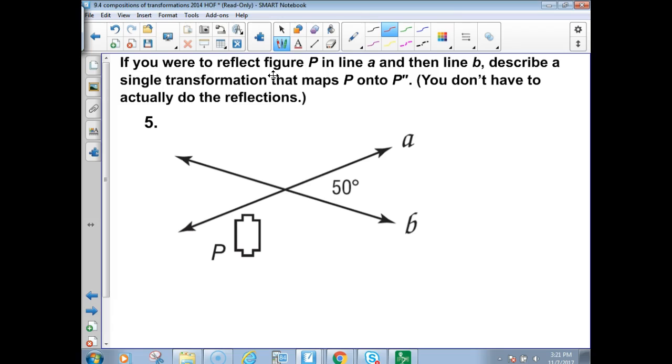So if you were to reflect this figure P in line A and then line B, so it'd go over here and then it would come over here, the total transformation would be a rotation of how many degrees? Well, that's 50, so this is 50 because vertical angles are congruent. So it'd be a rotation of 100 degrees. You double the angle between the lines.